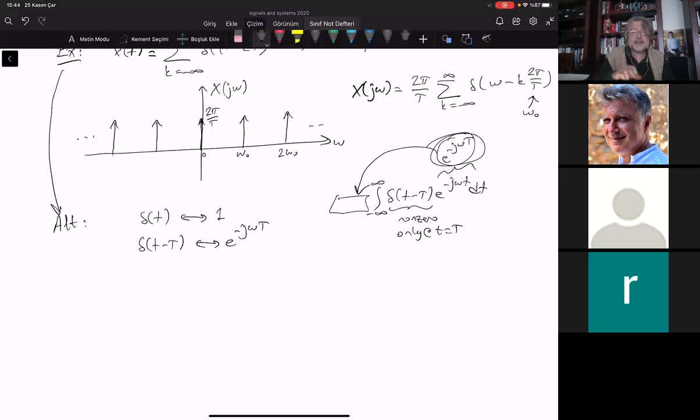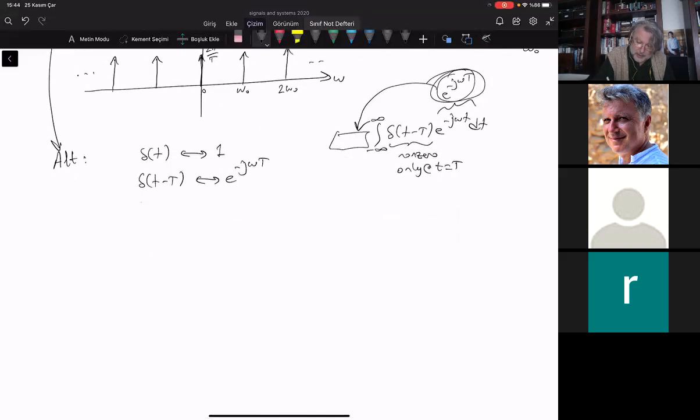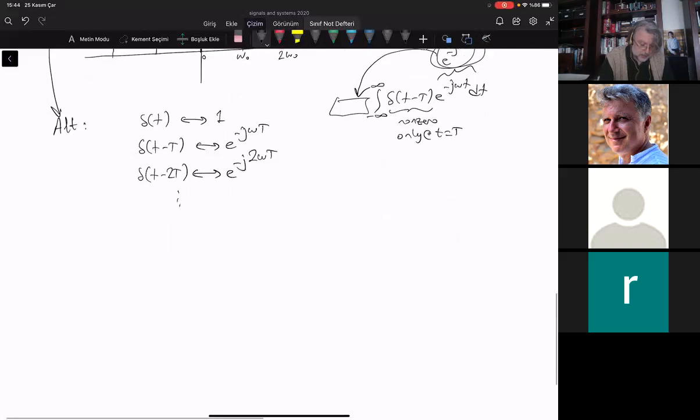That's why delta of t minus capital T's Fourier transform is e to the minus j omega capital T. And the other impulse is at 2T, whose Fourier transform is e to the minus j 2 omega capital T. And it goes on like this. And then I'm summing these up to come up with the impulse train.